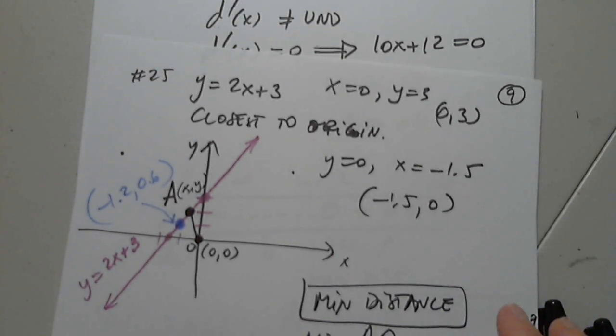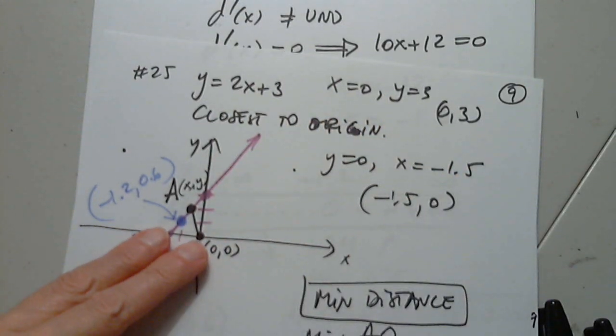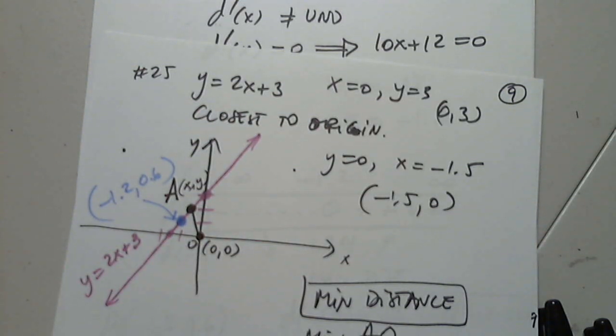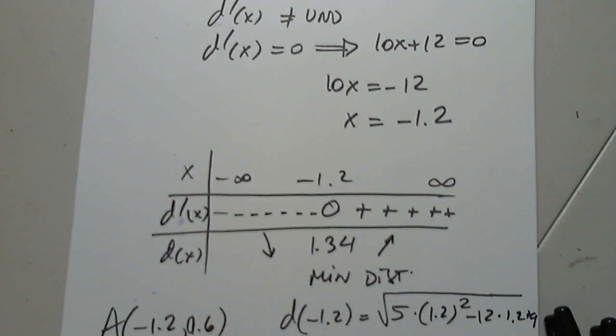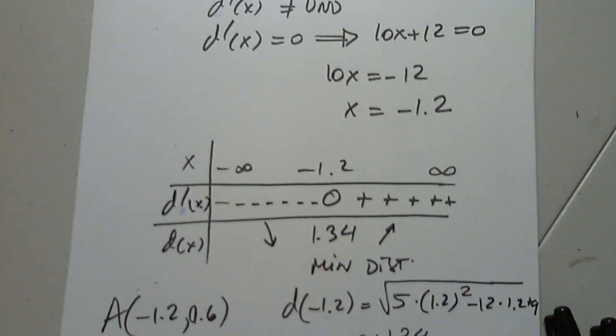So we determine the point on the line whose distance from the origin is the absolute minimum. No other point on this line has the minimum distance from the origin, but this one. Any questions? And what is the distance? 1.34 approximately. Any questions on this? Any questions, please? Any questions?